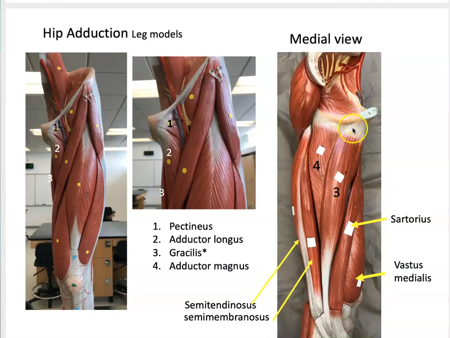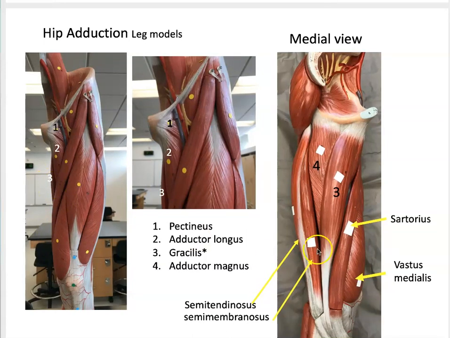Gracilis is another one of those muscles that crosses 2 joints. It's going to cross the hip joint and the knee joint. But here is gracilis. And here is adductor magnus. He is our biggest adductor muscle. So adductor magnus. This is just giving you some ideas so you can figure out where you are. Here is sartorius. So sartorius is crossing right here. So you can see sartorius crossing here.